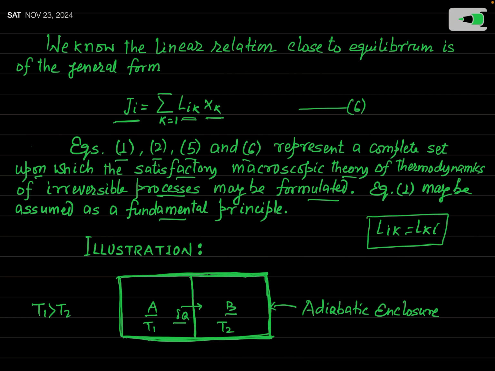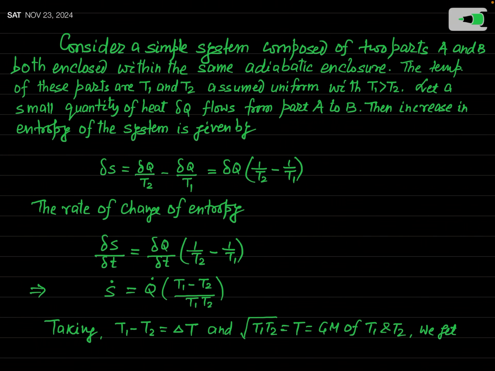You have studied in your course on thermodynamics, in the chapter on entropy, that if delta S is the increase in entropy of the system, then this will be simply given by delta Q by T2 minus delta Q by T1. This is the elementary concept of entropy, and this can be written as delta Q times (1 over T2 minus 1 over T1).